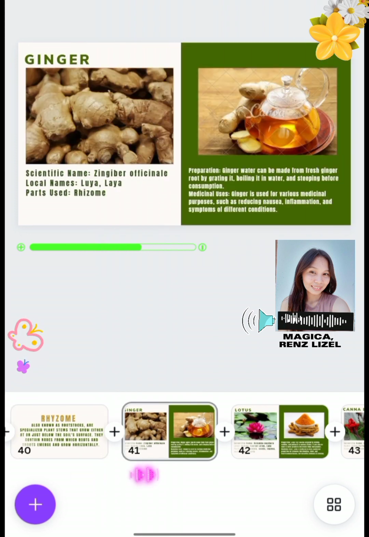One of the examples of rhizomes is ginger. Its scientific name is Zingiber officinale. Its local name is luya or laya. The parts used are the rhizomes.